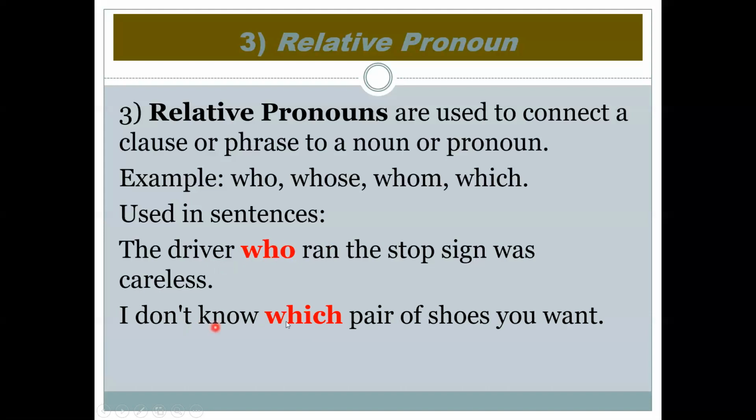Number two, I don't know which pair of shoes you want. Dear students, here the which is also telling more about the word shoes. Which pair of shoes means there are many shoes. Which one? I don't know which. So this is also a relative pronoun here. Both parts are joined by this relative pronoun. In the first sentence, who. In the second sentence, which. This is called a relative pronoun.